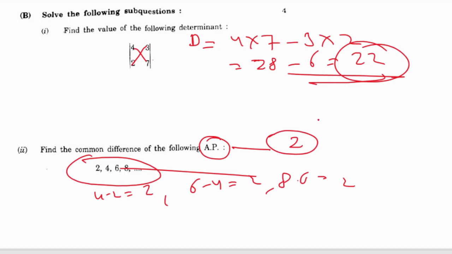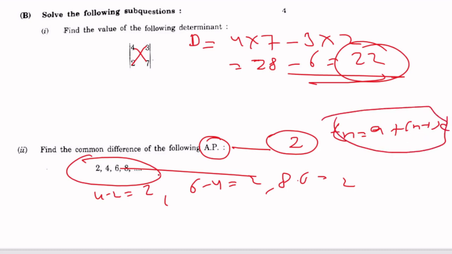No need to use the formula Tn is equal to a plus n minus 1 into d, because again it's very difficult. A you have, and you don't know d, so d also you have to calculate. So no use of using the formula. You can give the answer in this way also. Just 1 mark, so no need to worry.